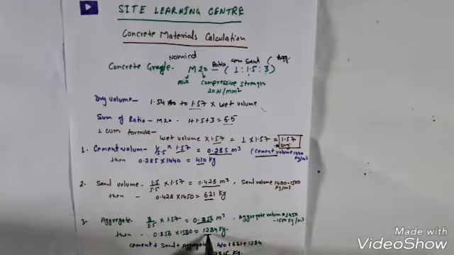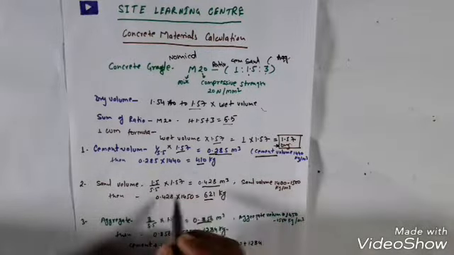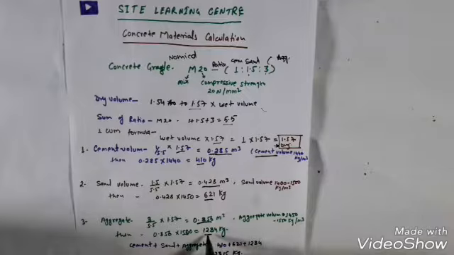So for M20 grade, the cement will be 410 kg, the sand will be 621 kg, and the aggregates 1284 kg. The total 2315 kg material will be required for 1 m cube.